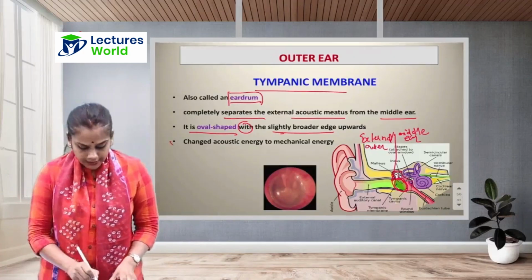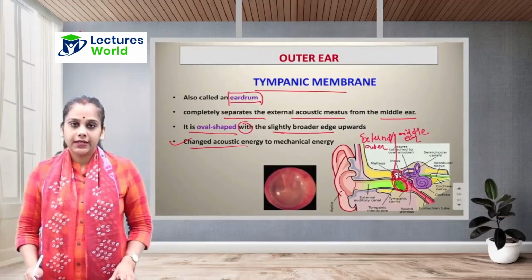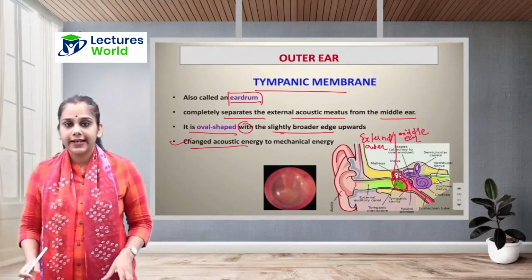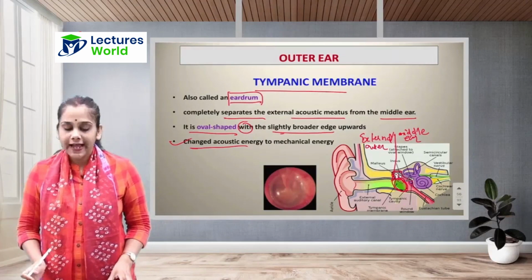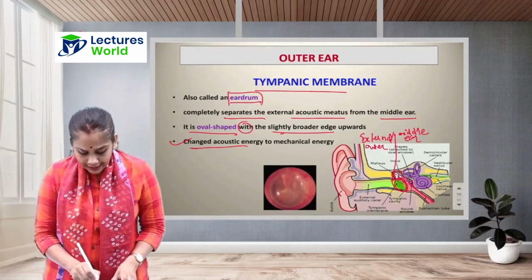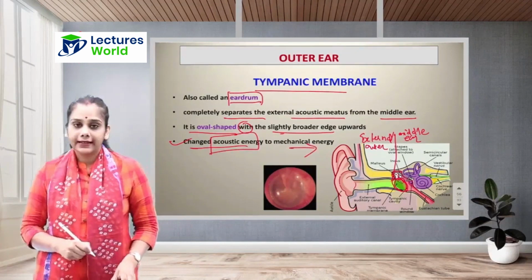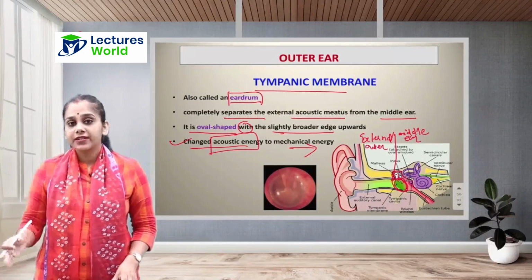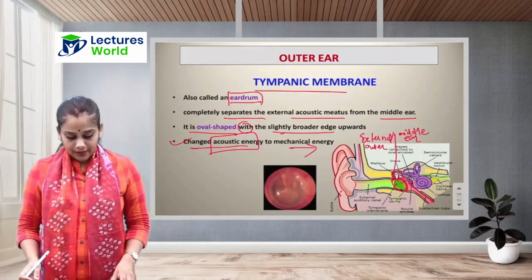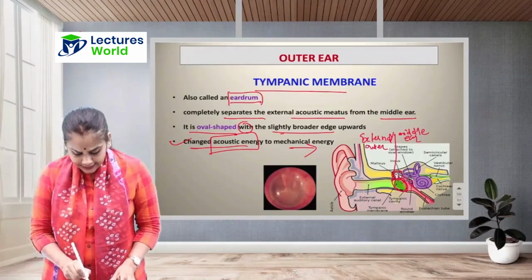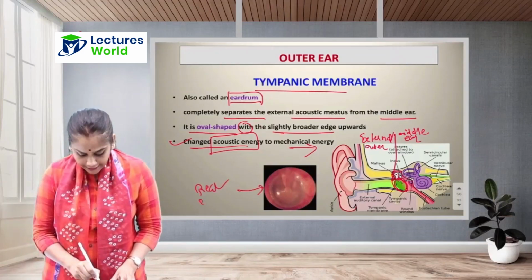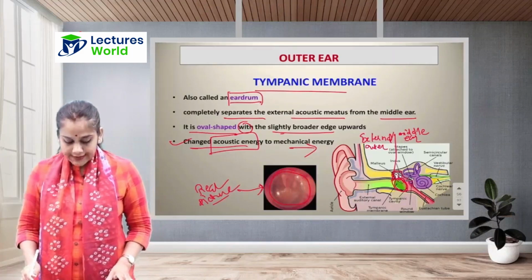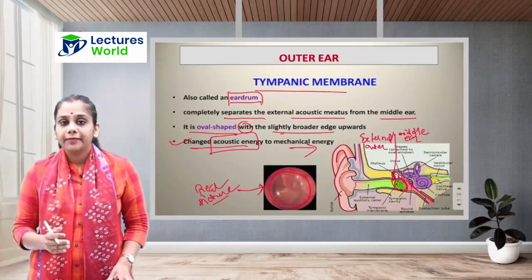It changes acoustic energy to mechanical energy. When the sound energy reaches the tympanic membrane, it changes the acoustic energy to mechanical energy. So the function of the tympanic membrane is to transfer the sounds toward the inner ear. See, this is the real picture of the tympanic membrane. It is oval in shape, and you can see it is a slightly membrane-like structure.